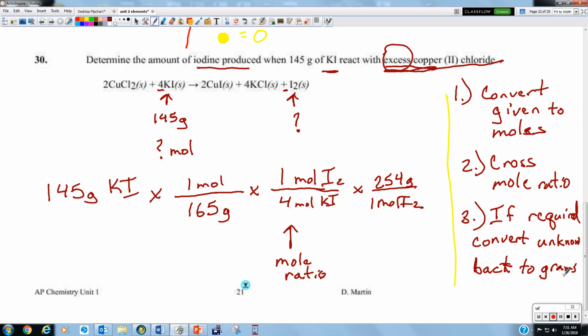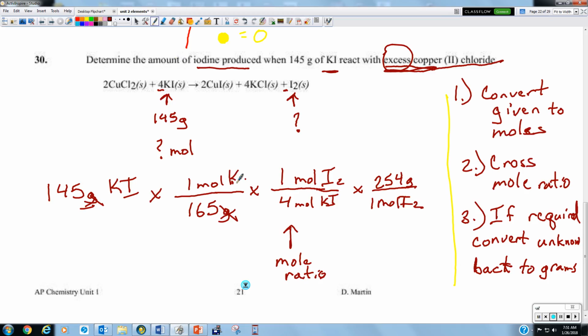A better way to think about this is in steps. What do I have to do first? If I have grams, I need to get rid of grams. I want to be in moles. And when I'm in moles, right here I'm in moles of potassium iodide, where's the next thing that I want to go to?